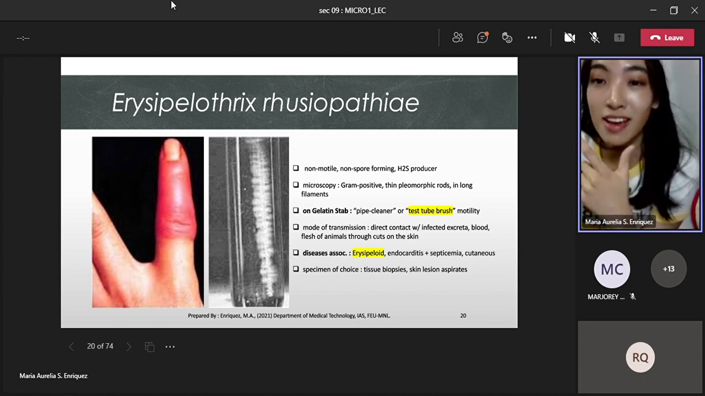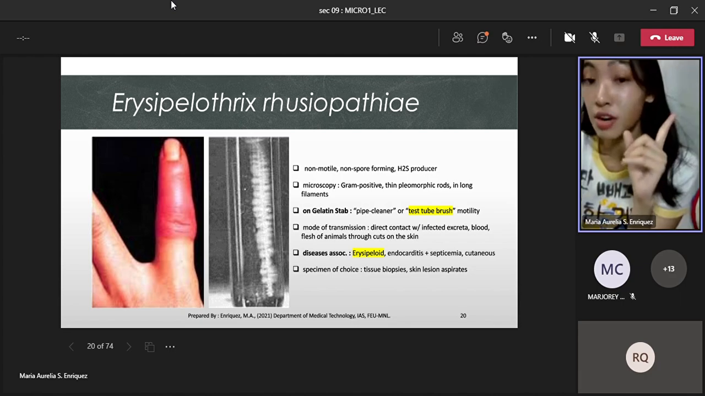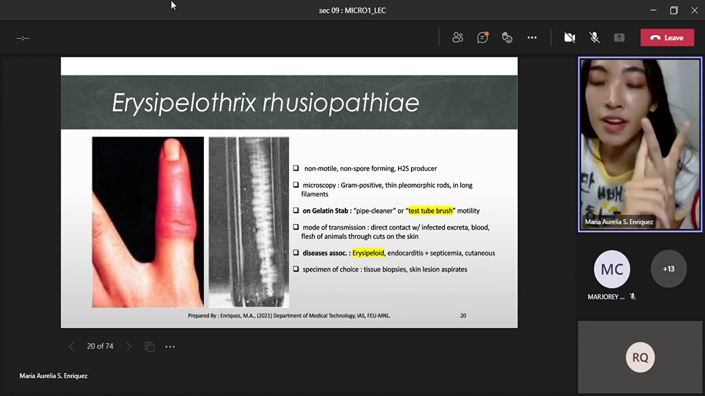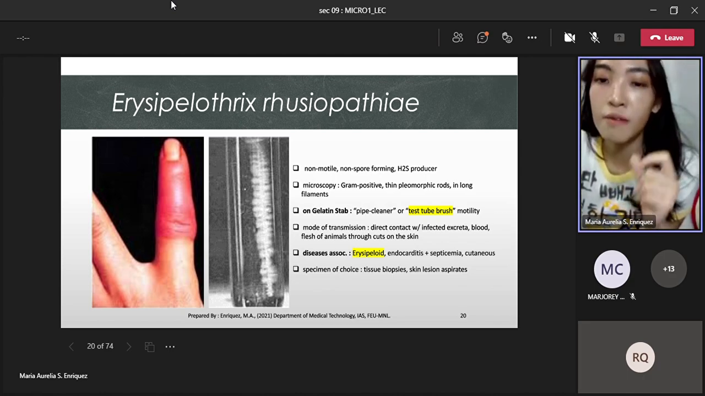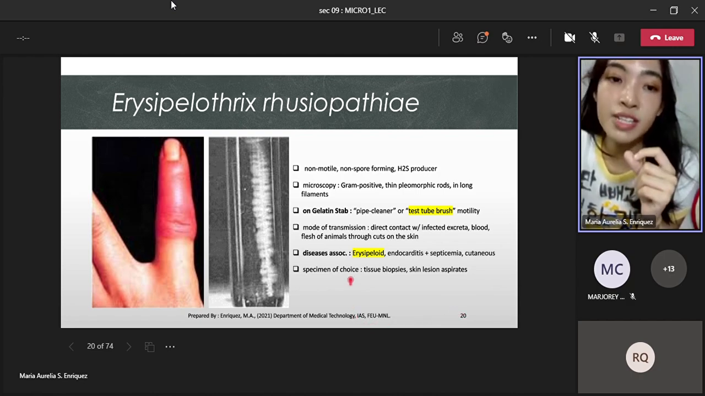Erysipelothrix rhusiopathiae produces 3 types of disease in humans. First up is erysipeloid, which is a localized skin disease. Next is septicemia, which is often associated with endocarditis. And last one is a generalized diffuse cutaneous infection. Ang pinakamahalaga po natin kailangan tandaan dito is erysipeloid.